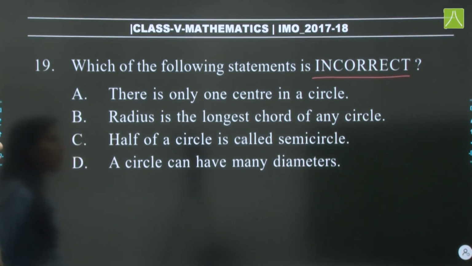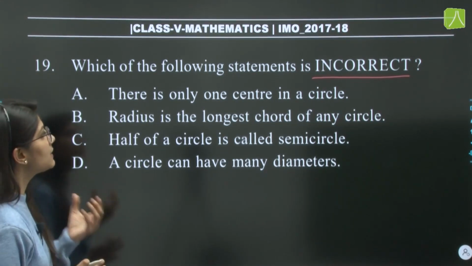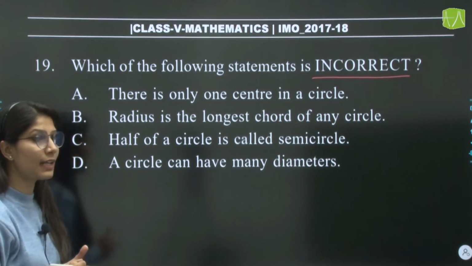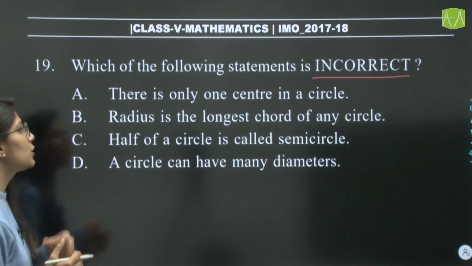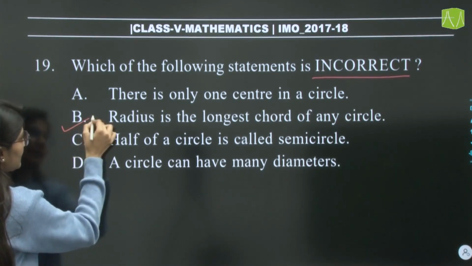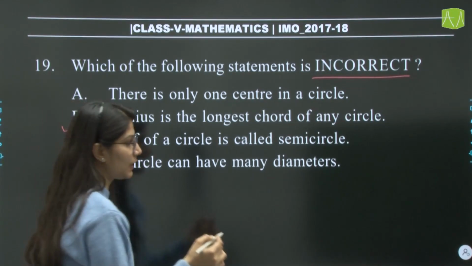Radius is the longest chord of any circle. This is not right. See, radius is the longest chord of any circle? No, diameter is the longest chord of any circle. So this is the incorrect one. Option B is the right answer. Now let's move to the next question.